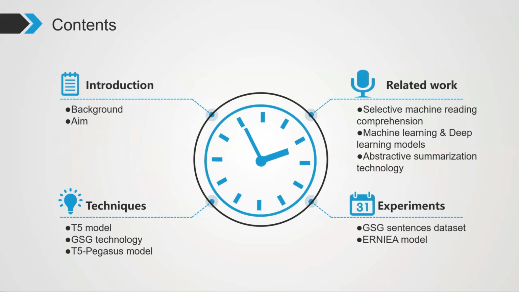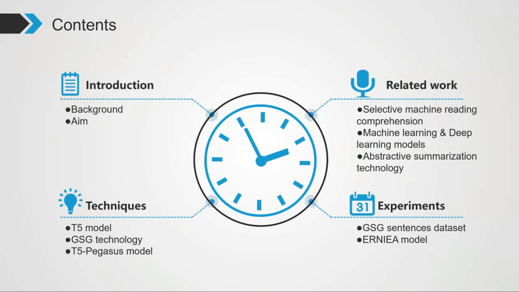My presentation mainly includes 4 parts, which are listed in this slide. The first part is about introduction, consisting of background information and research aims. The second part is about previous related work about my research topic. It consists of selective machine reading comprehension technologies, machine learning and deep learning models introduction, and abstractive summarization technologies.